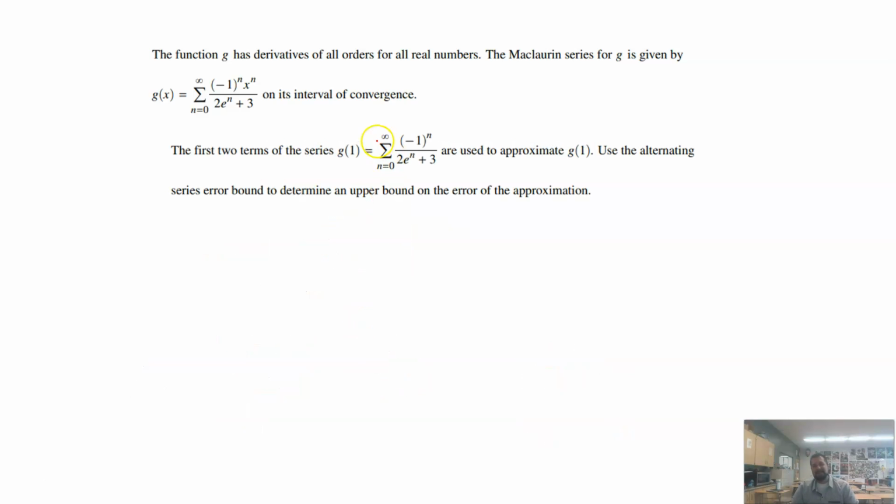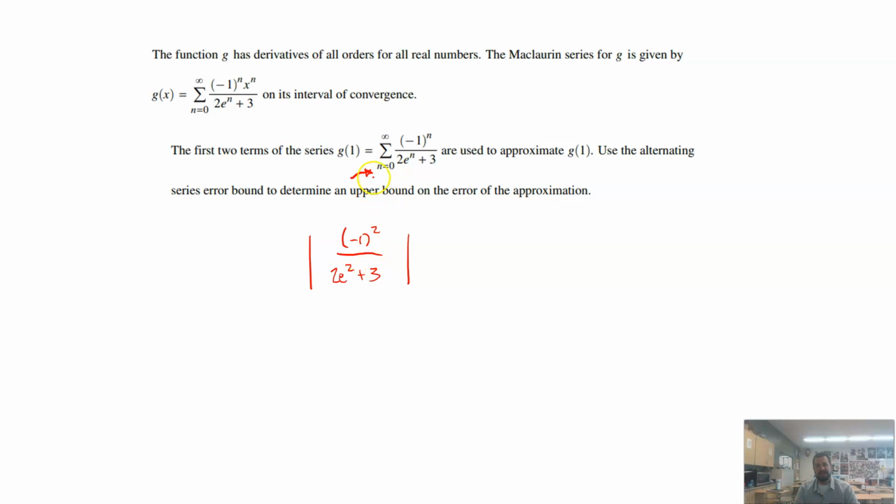The last one says the first two terms of this are used to approximate g of 1. Use the alternating series error bound to determine an upper bound. Now we have to be careful on this one because this series starts at 0. So the first term is determined by taking 0 and plugging it in. The second term is found by taking 1 and plugging it in. So in order to determine my alternating series error bound, I actually have to take 2 and plug that into my series everywhere that I see an n, rather than 3, which is kind of confusing.